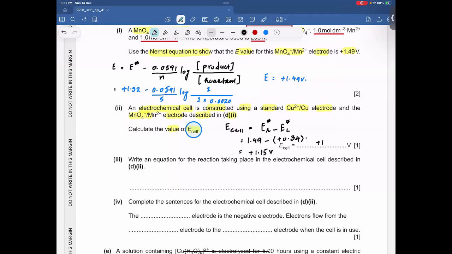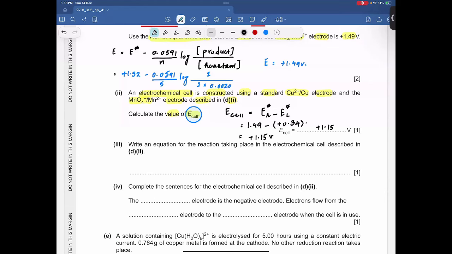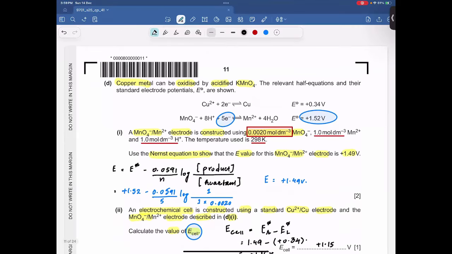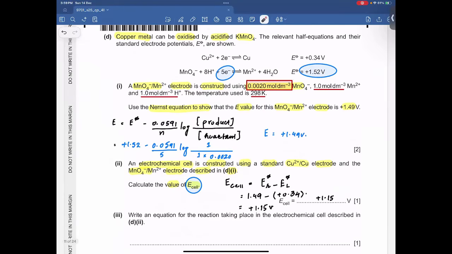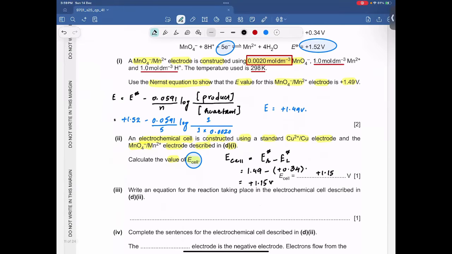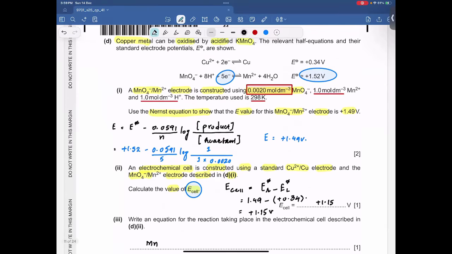Okay. Write an equation for the reaction taking place in the electrochemical cell described in D2. Obviously, this half cell has a more positive SEP value. So I will write it down as it is in the reduction form. And obviously, we have different number of moles. So to balance the moles, I need to multiply 5 by this equation and 2 by this equation. On the basis of that, we can cancel out the number of electrons, and then I can write the whole equation. I hope it makes sense to you.